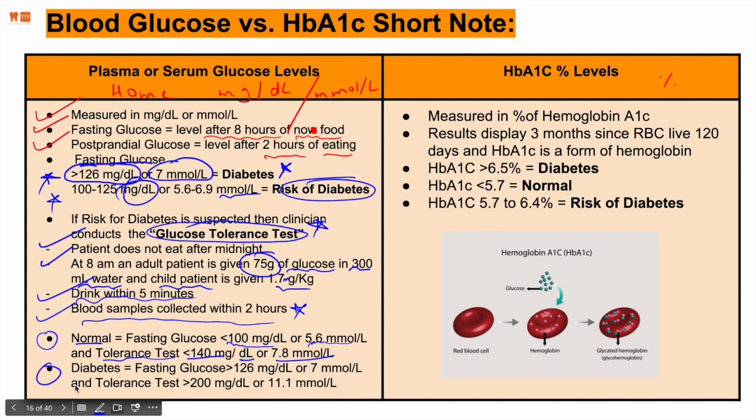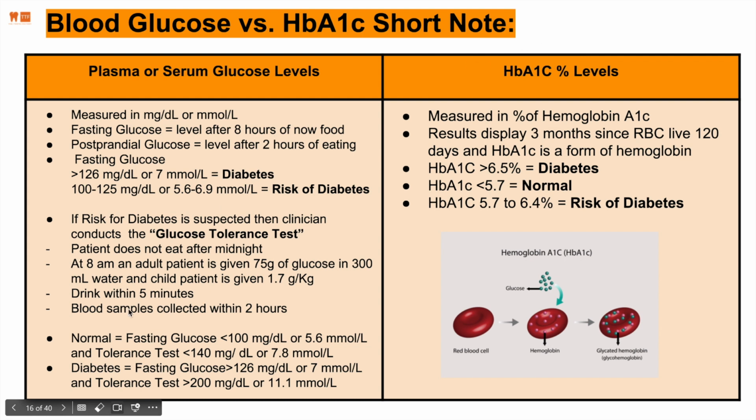In a diabetic patient, fasting glucose is more than 126 milligram per deciliter, or 7 millimoles per liter, or more than that. And in a tolerance test, in this test right here, a diabetic patient will show more than 200 milligrams per deciliter and more than 11.1 millimole per liter.